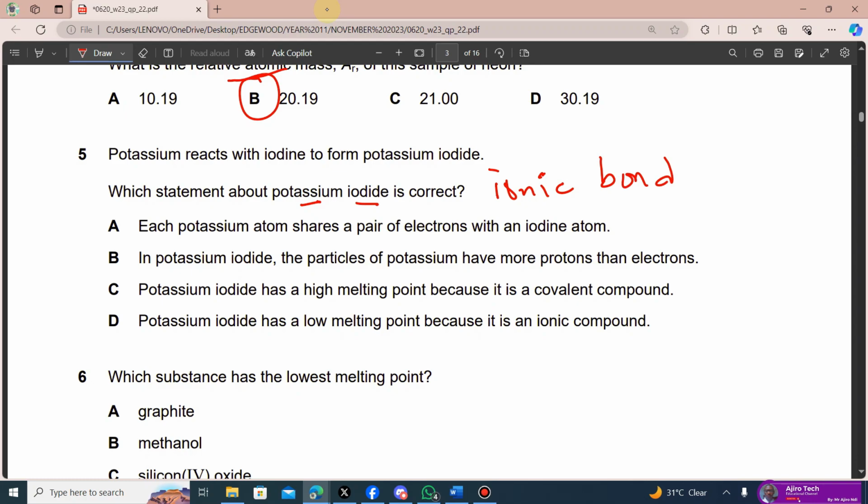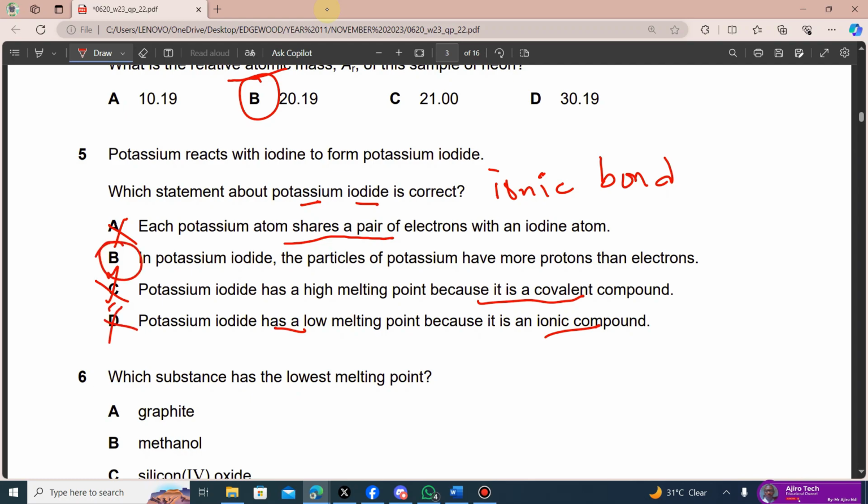And then it involves transfer. But the first option here says sharing a pair of electrons. Sharing doesn't occur here, it's transfer, so that option is off. Remember, it's an ionic compound. This one says it's a covalent compound, so this is also off. Now, ionic compounds should have high melting points. This is saying low melting point, so this is off. So we are left with option B as the correct one.